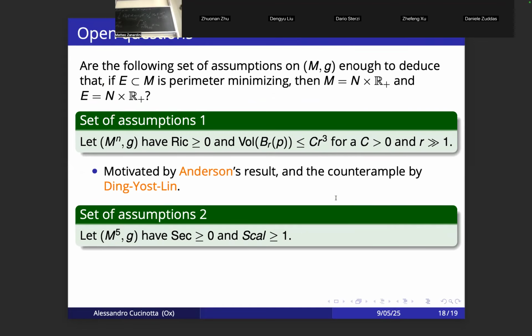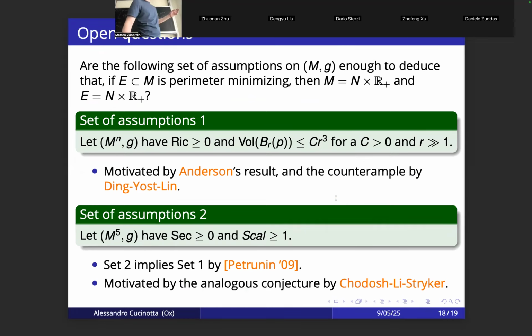So, okay, and then the final question is, this will sound much more specific. If you have a manifold of dimension 5 with non-negative sectional curvature and scalar curvature greater than 1, and if there exists a perimeter minimizing set, do you have the splitting and the splitting of the perimeter minimizing set? So this is motivated first of all by a famous result of Petrunin, that these manifolds will have cubic volume growth at infinity. So if one manages to prove the first conjecture, then this one follows as well.